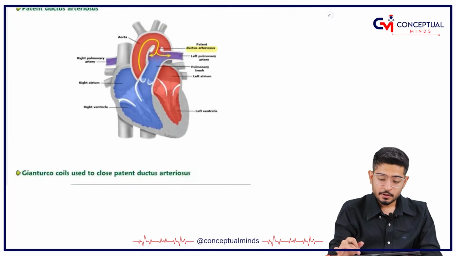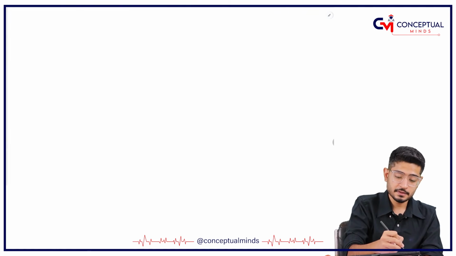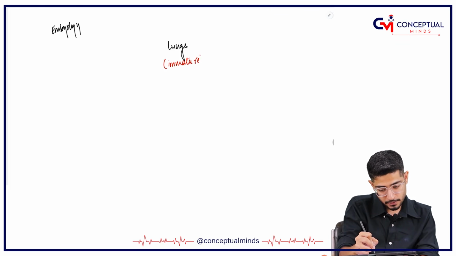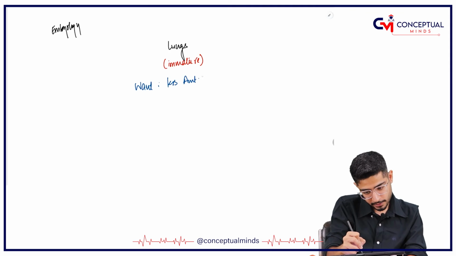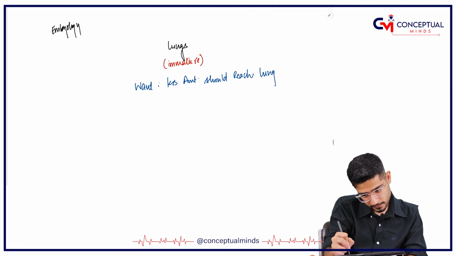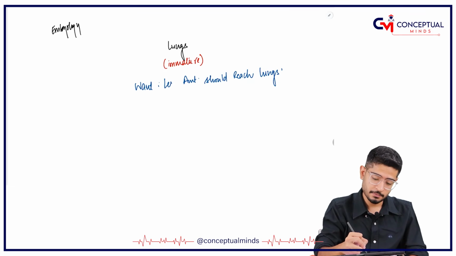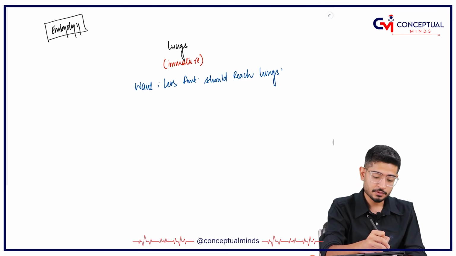Now, what is the importance of the ductus arteriosus? Why does it exist? Let me quickly tell you something in embryology. In the embryological period, the lungs are not mature, they are immature. So we desire that a lesser amount of blood should reach the lungs. I just demand that a lesser amount should reach the lungs. Are you getting it?